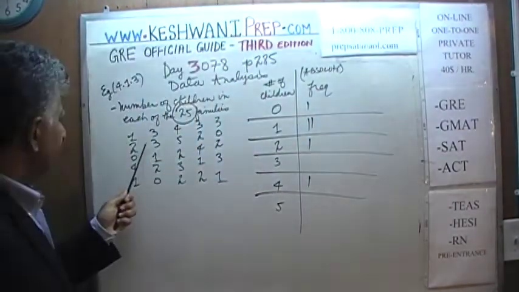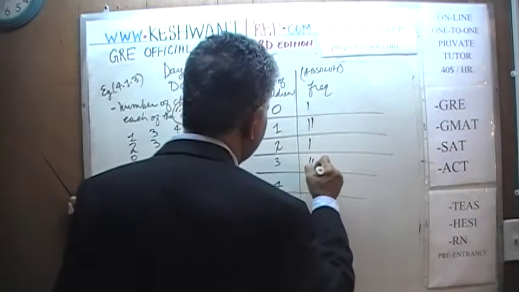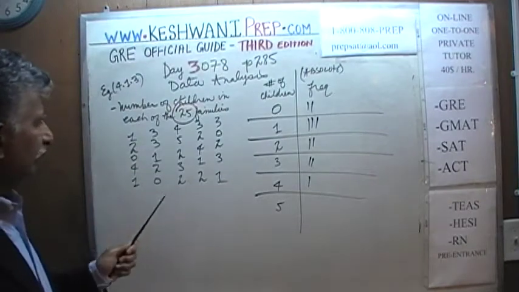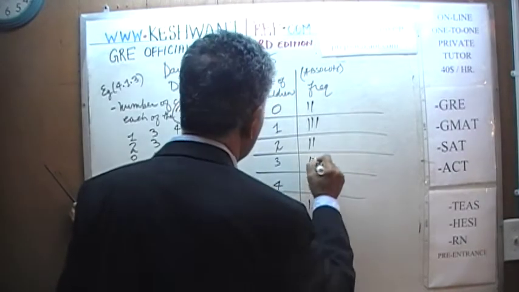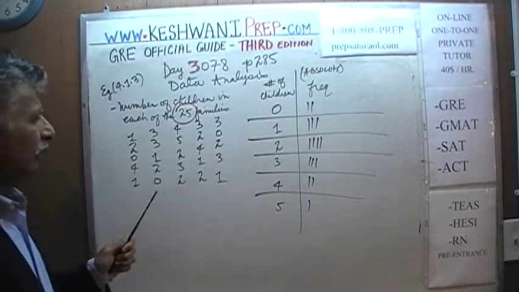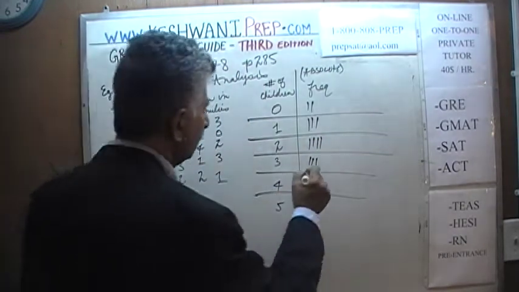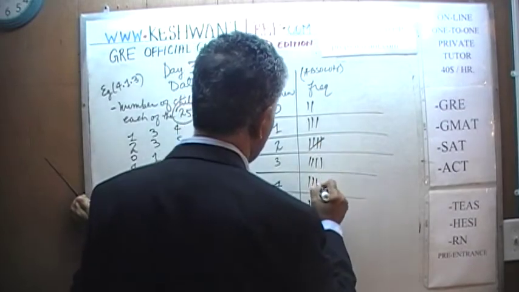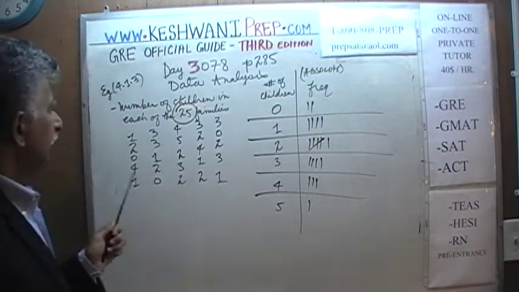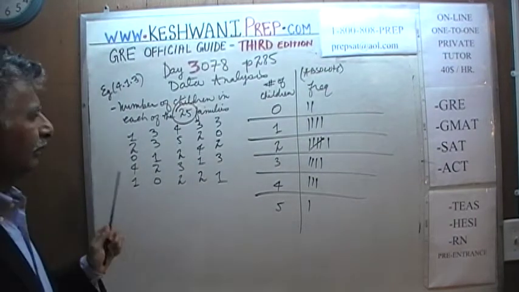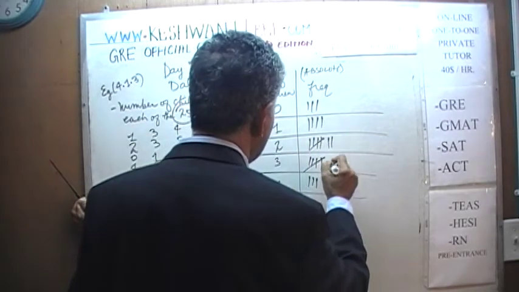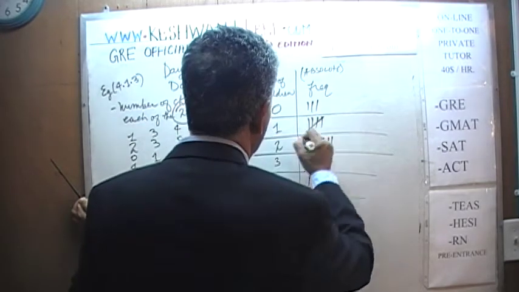1, 2, 0, 4, 1. 3, 3, 1, 2, 0. 4, 5, 2, 3, 2. 3, 2, 4, 1, 2. 3, 0, 2, 3, 1.